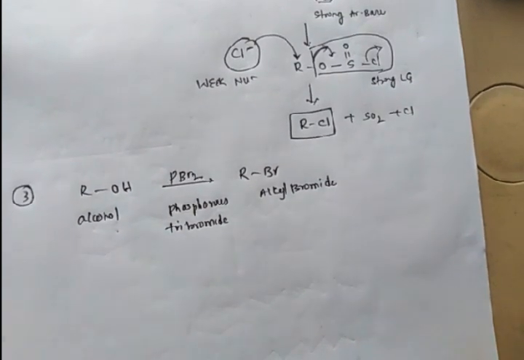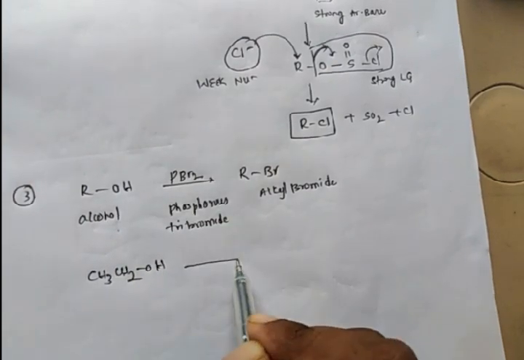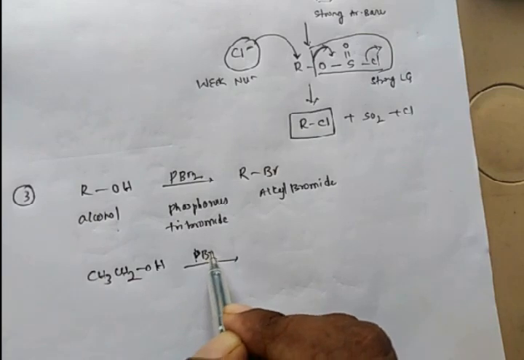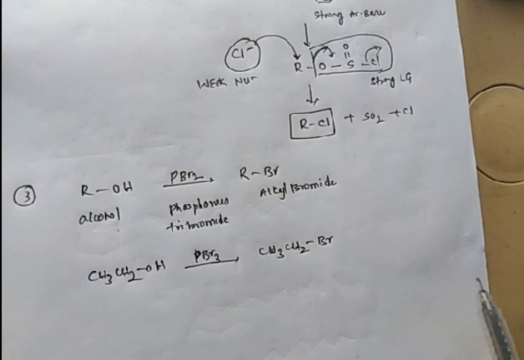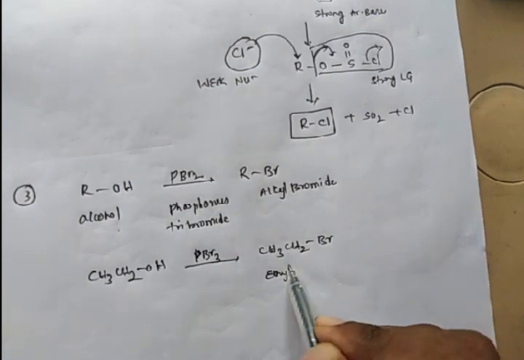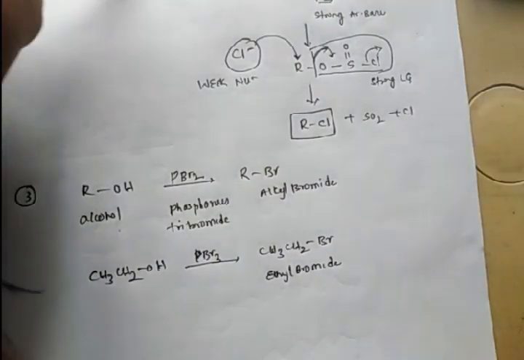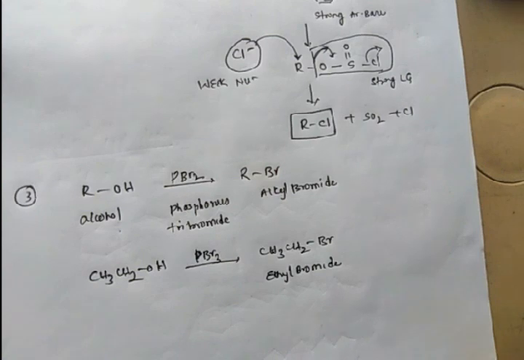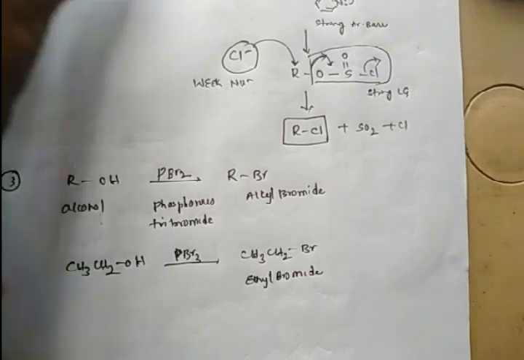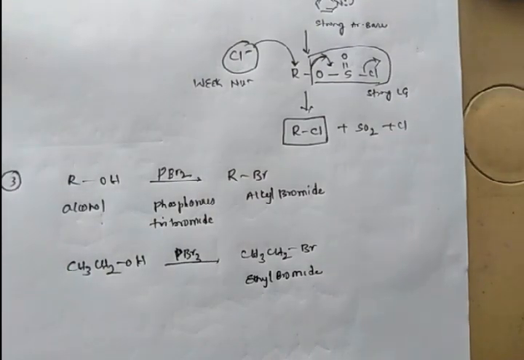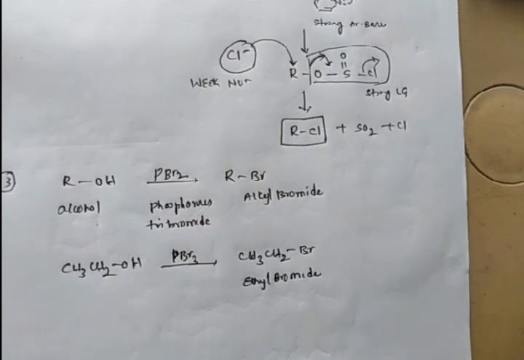So when you treat an alcohol like CH3CH2OH with PBr3, we will get CH3CH2Br, ethyl bromide. So this is an example. The mechanism is similar to the mechanism of thionyl chloride, so I am not explaining it. So this is about nucleophilic reactions of alcohols to form alkyl halides. So next we will discuss oxidation reactions of the alcohol.